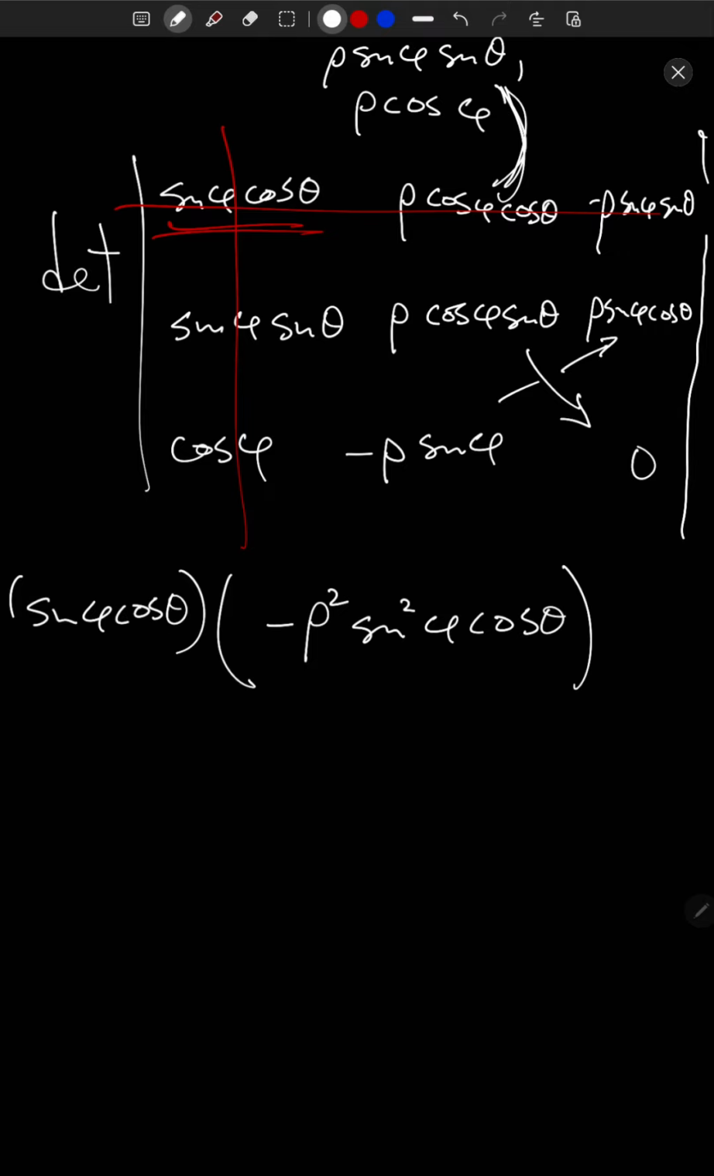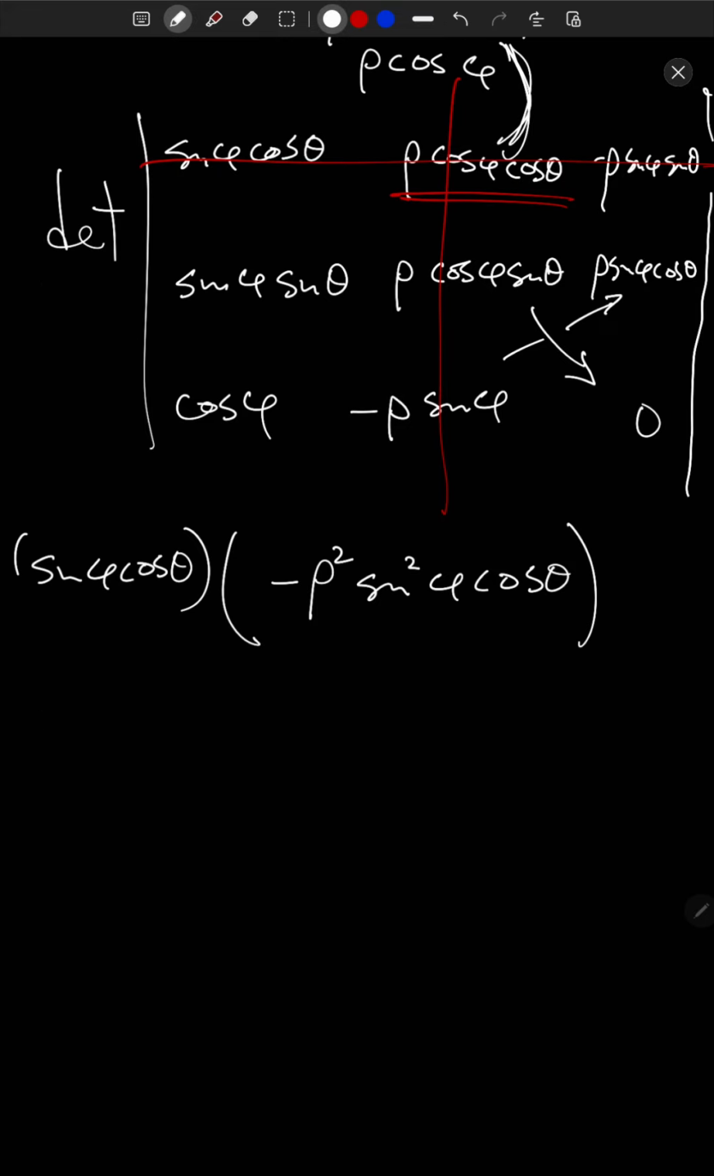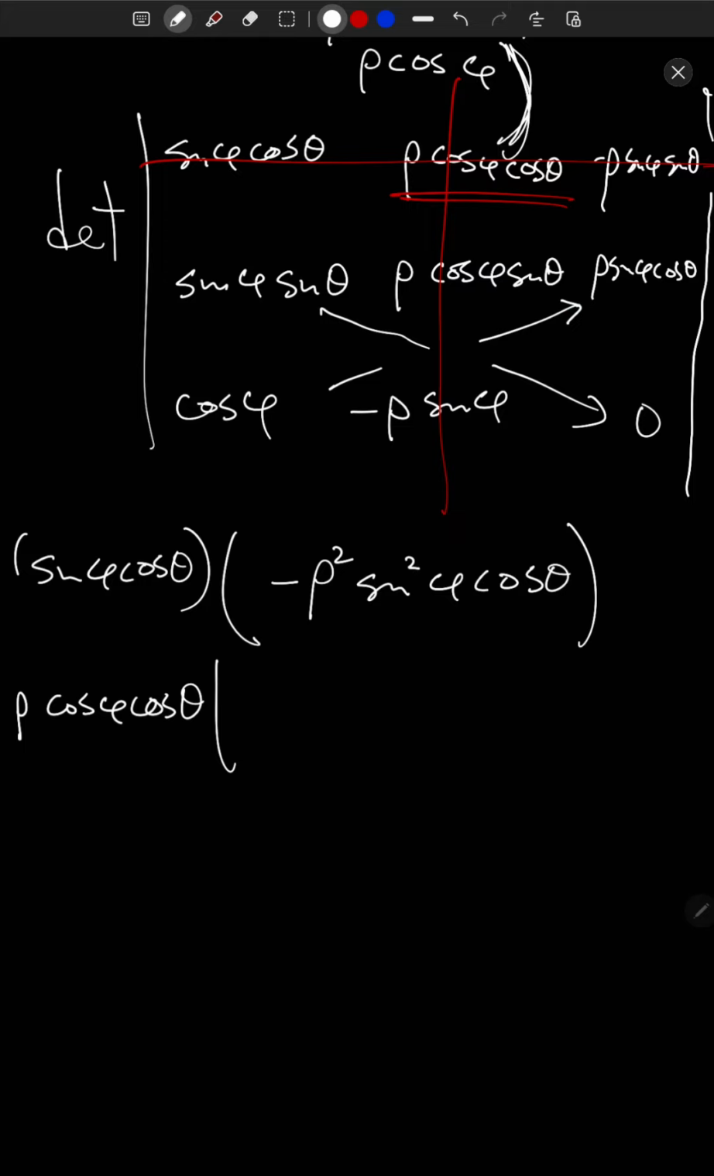Okay, next we stay with the first row and we cross out the second column. The thing that's fully crossed out is the rho cos phi cos theta. So this is rho cos phi cos theta times the determinant of what's left, right? So what's left is this matrix, this entry, that entry, that entry, and that entry. So we have this times that minus that times that. Again, we have a 0 there. So this is actually just going to be rho cos phi sine phi cos theta.